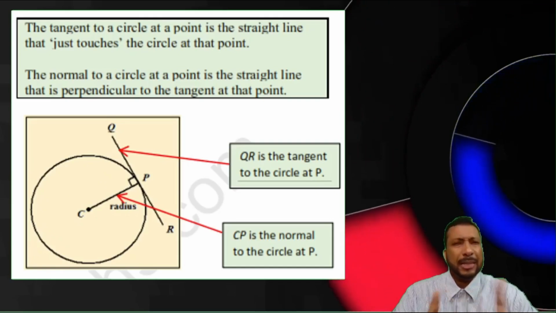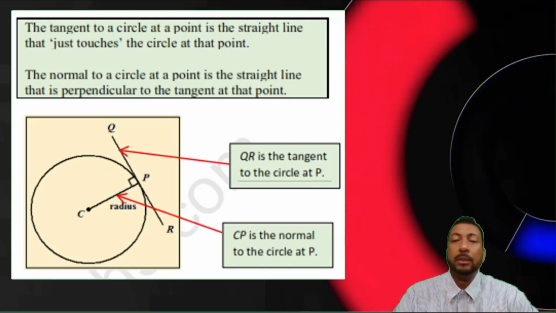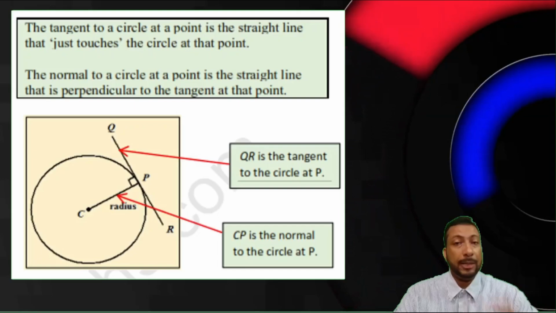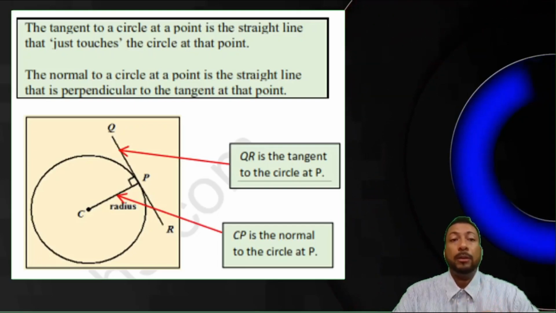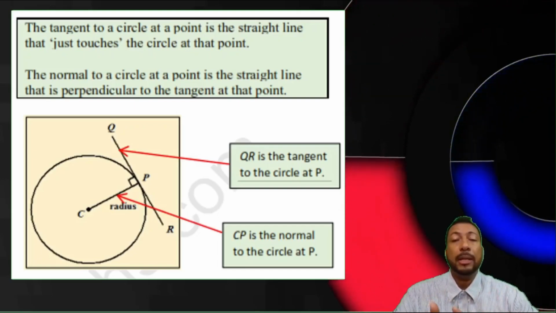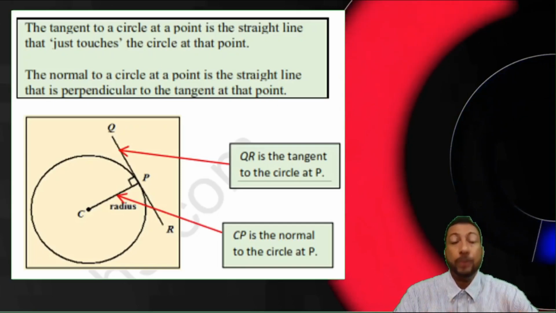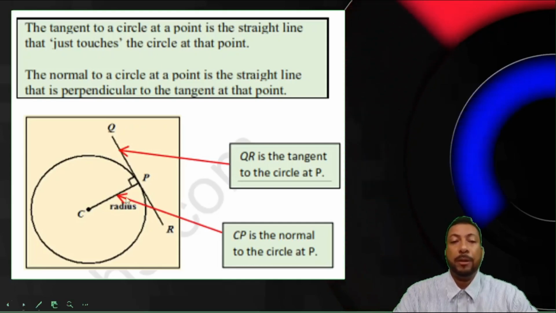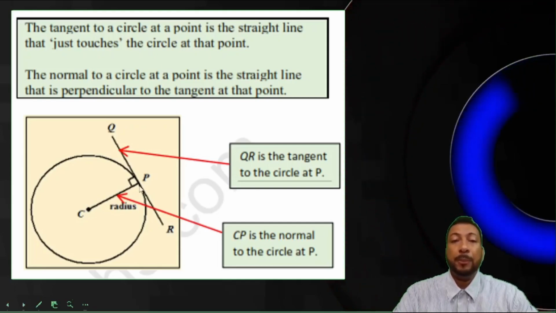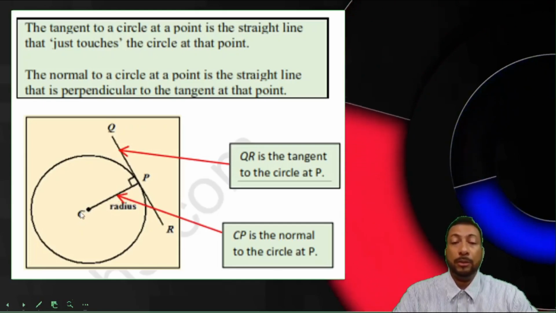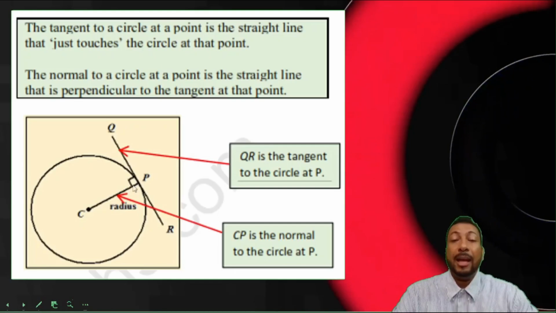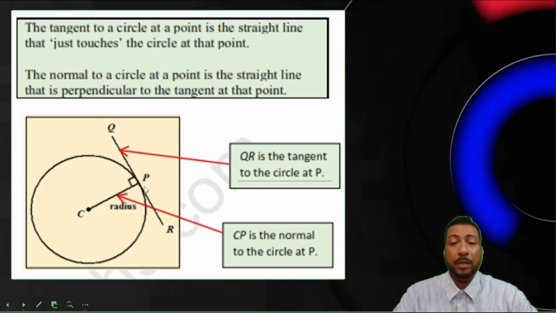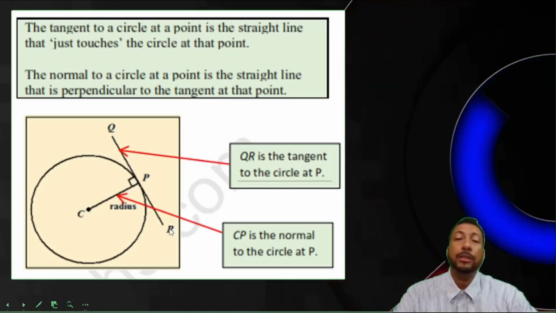So, the tangent to a circle at a point is the straight line that just touches the circle at that point. The normal to a circle at a point is the straight line that is perpendicular to the tangent at that point. As we can see in our diagram here, this line CP is a normal to the circle, and it is also a radius of the circle. The line QPR is a tangent to the circle.